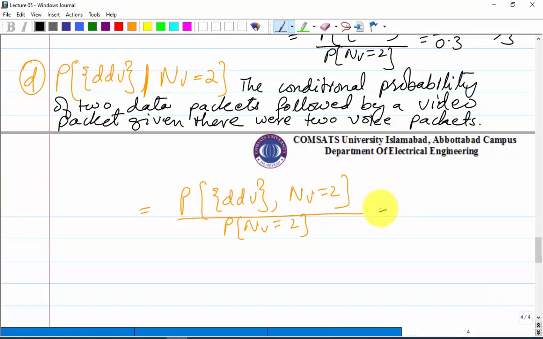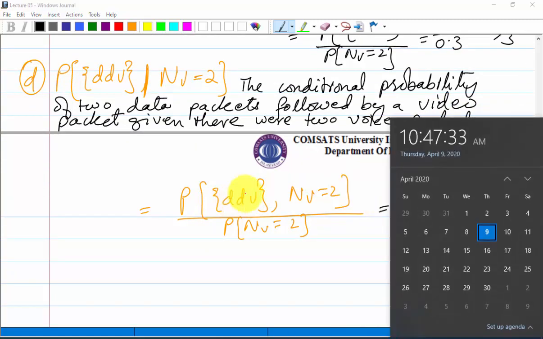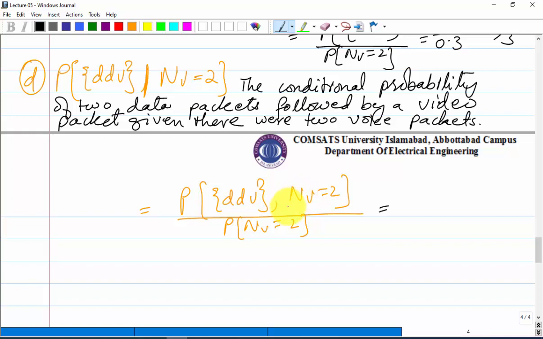As we can see from the data in the set NV equal to 2, this is obviously not present there, so it is a null set. The probability of phi over the probability of NV equal to 2, which is 0.3, so it is 0. So obviously this event cannot occur for this scenario.